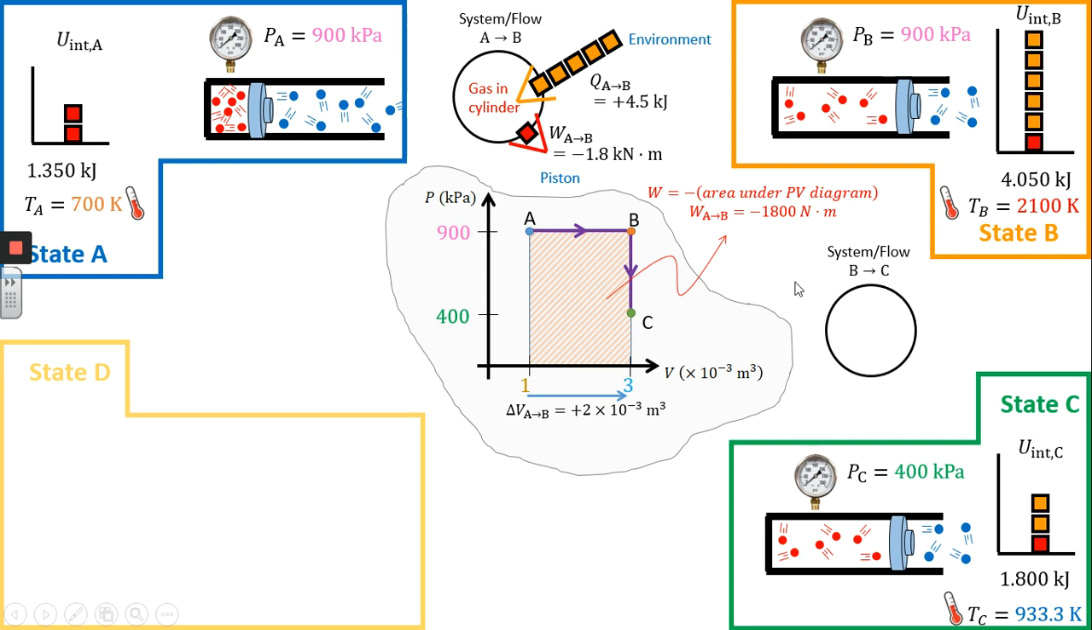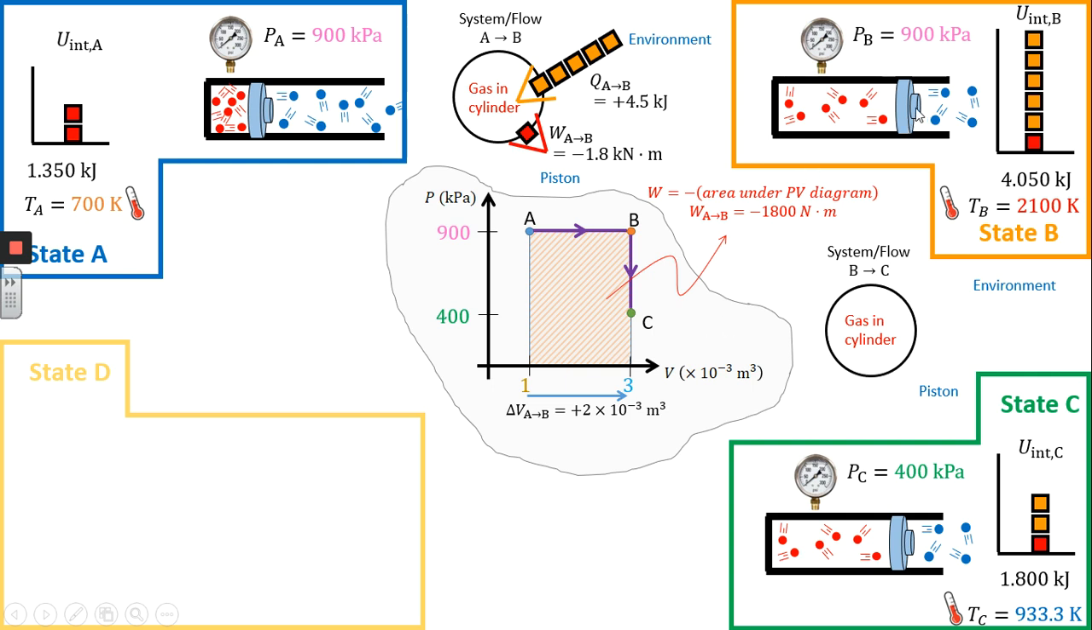So with that, let's look at our system flow between B and C. Again, our system consists of the gas that's in the cylinder, and we have the piston and the environment outside of our system. Well, let's look at the working that's done from B to C. What is the area underneath of a vertical line? Well, a vertical line has no width to it, and so the area here is 0. There's no working that's done.